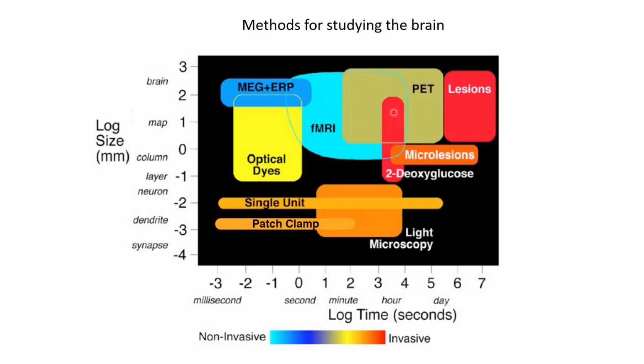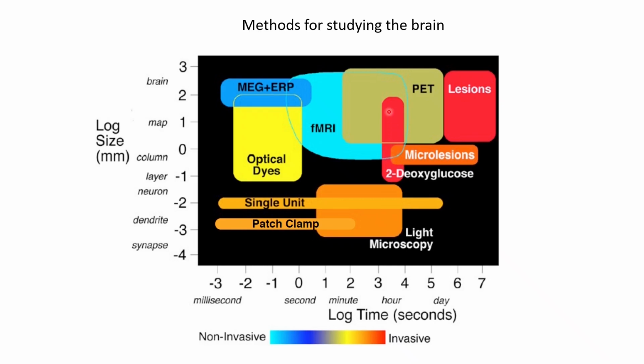Similar technique is 2-deoxyglucose. In this case, a labeled form of glucose is given to the person, or to an animal in the case of biological experiments. And then depending on when the brain is active, the glucose is consumed more, and therefore the parts of the brain that are labeled with this radio labeled glucose will indicate which parts of the brain are active at a particular time.